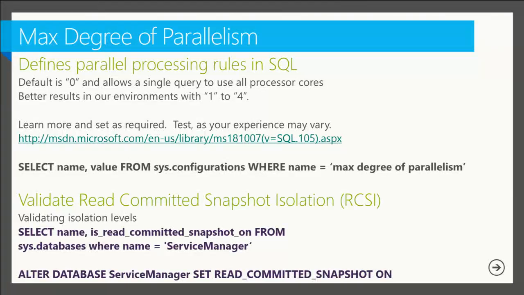You can check that by running that command, max degree of parallelism, and it's very easy to change. I'll also include a link on how to understand it a little bit more. Your mileage may vary there, so it's not a standard thing where you set it to one or the other. Also, validate read committed snapshot isolation is enabled.